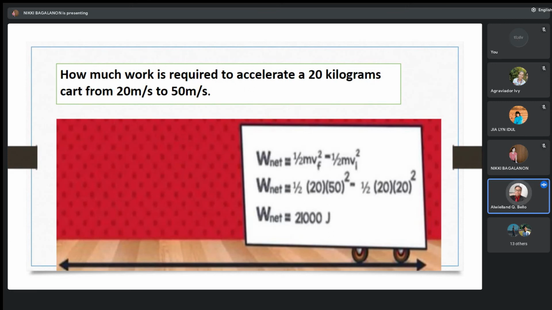So you will see that in the computation. Otherwise, if you reverse the formula, you would get a negative value of work. Let's think about whether work should be negative if kinetic energy is increasing. It's impossible. So if the value of your work is positive, it also means there is an increase in your kinetic energy. Questions so far?